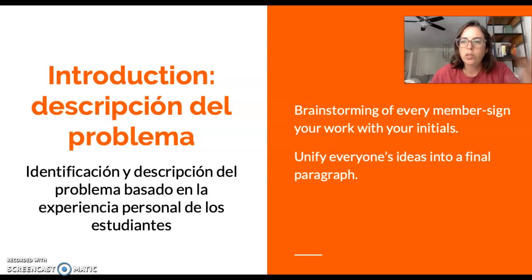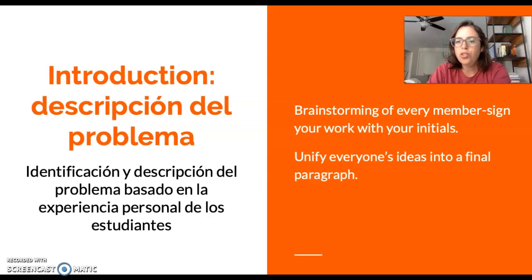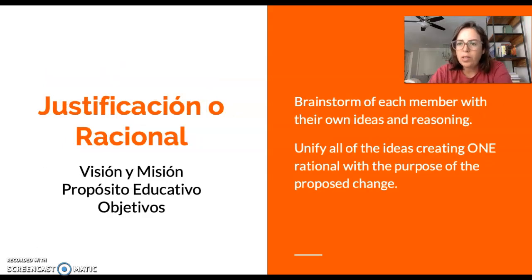Okay, so you work on the introduction. Today, what you're going to do is unify everyone's ideas from yesterday, creating a nice, complete introduction for your proposal, where you identify the problem and describe the problem considering everyone's ideas. Once you've done that, you're going to work on the second part, which is the rationale, justificación o racional.